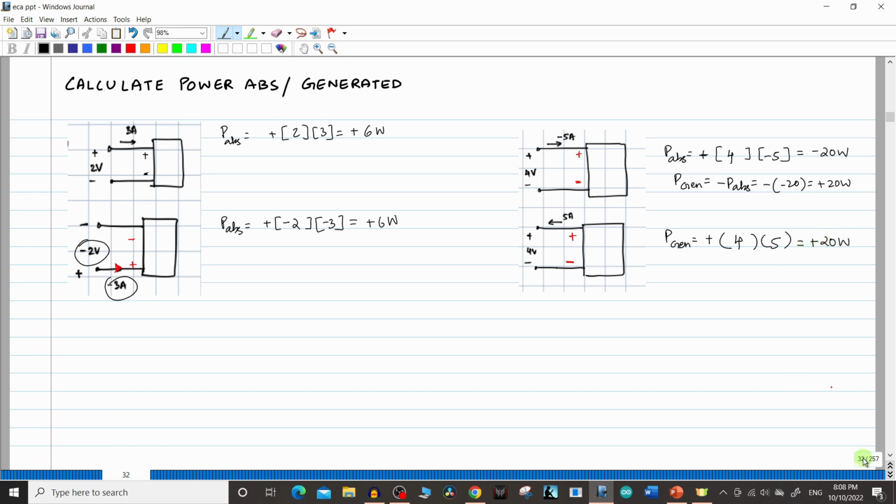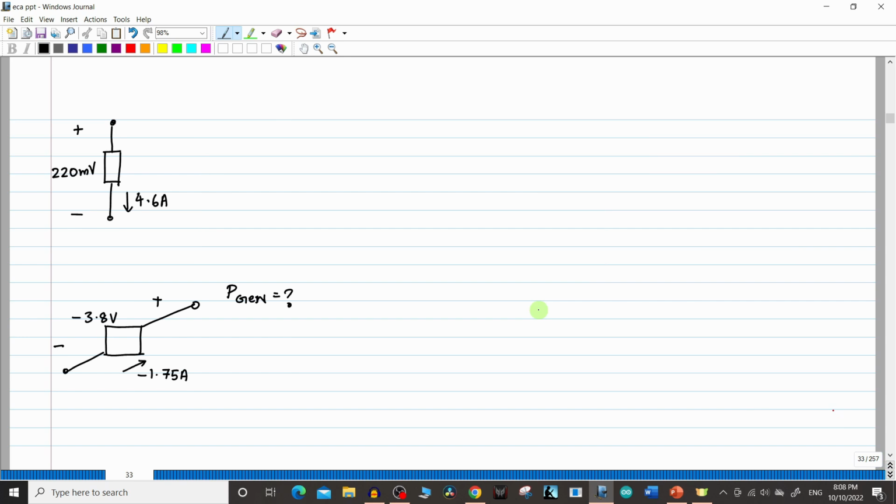Okay, let us move on to the next numerical here. Here you can see they have made it a little bit confusing in putting the current directions. If you see, the current is moving from positive to negative. So the current must have come from this side, right?